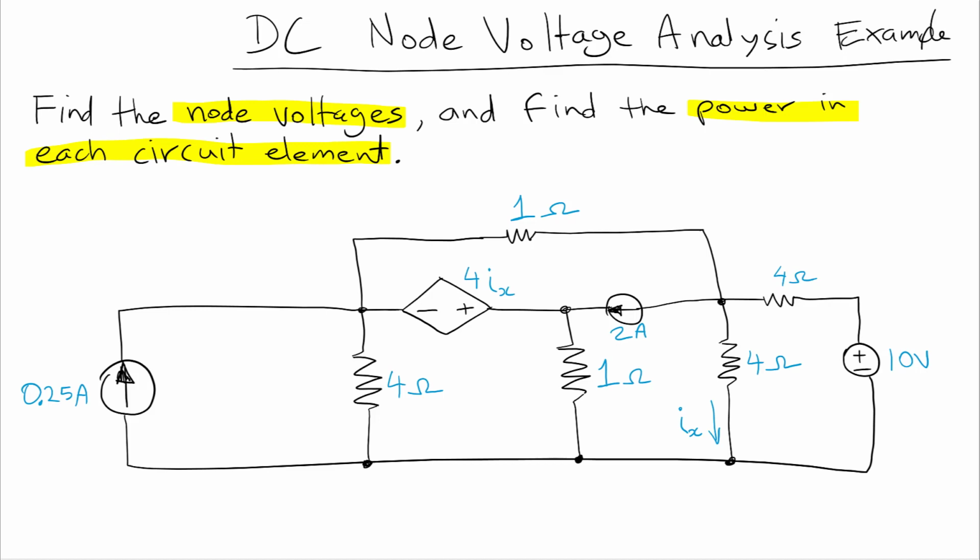We see that we have a current-controlled voltage source here, and that makes it complicated. And something else that makes it complicated is we have two voltage sources that are not connected to each other, so that means we have to use a supernode. So if you want to take a moment and try this problem out for yourself, you can pause the video now, and in a moment I will give you the solution.